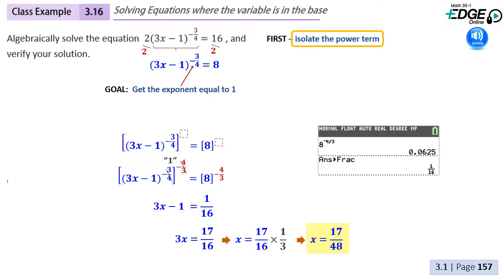Then we add 1 to each side, which is like adding 16/16. And then dividing by 3 is like multiplying the denominator by 3. We get a result of 17/48.